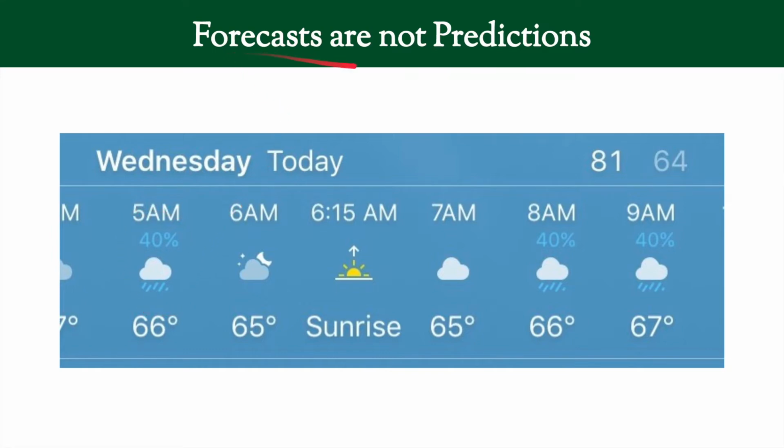Now, you can see at the top I wrote that forecasts are not predictions. And what I mean by that is that if it rains today, the weather person was right, and if it doesn't rain today, the weather person was also right. They're not wrong. They're just saying there's a 40% chance of rain. They are not saying that it will rain or that it won't rain.